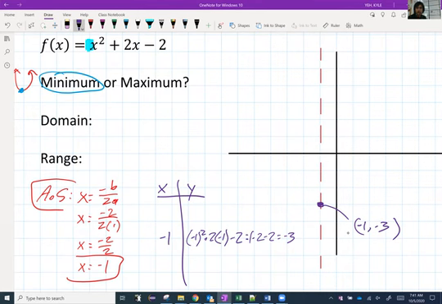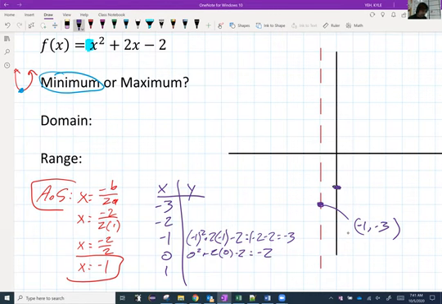So (-1, -3) is my vertex. I know that means I just need to go something like this. And then I'm probably going to plug in 0 and 1. 0, because I love plugging in 0. 1, because it's a pretty easy number to plug in. So if I plug in 0, 0 squared plus 2 times 0 minus 2, that's -2.